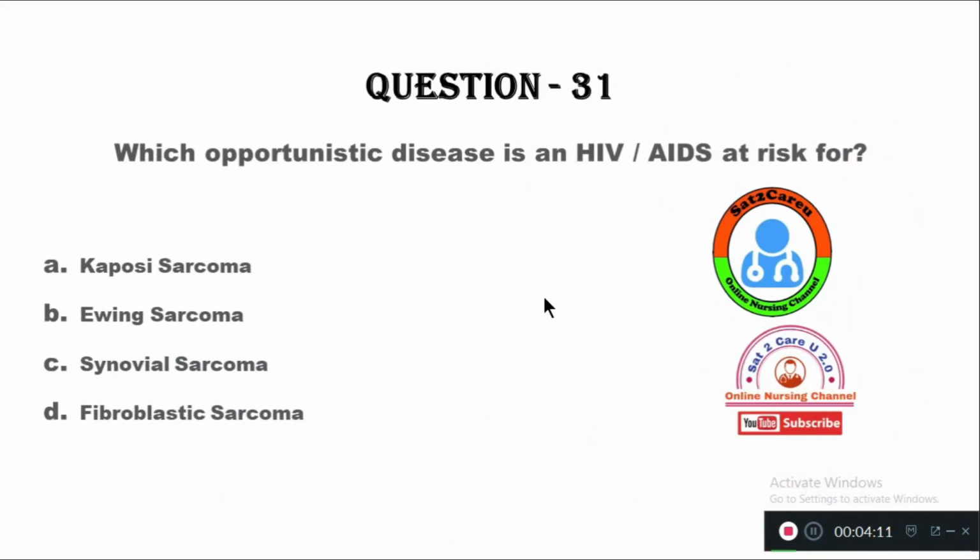Question number 31. Which opportunistic disease is a patient with HIV/AIDS at risk for? Option A, Kaposi sarcoma. B, Ewing's sarcoma. Option C, synovial sarcoma. And option D, fibroblastic sarcoma. The right answer, Kaposi sarcoma, is the most common opportunistic condition found in clients with HIV and AIDS.